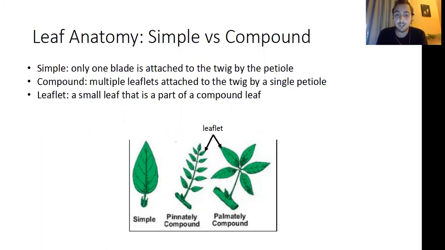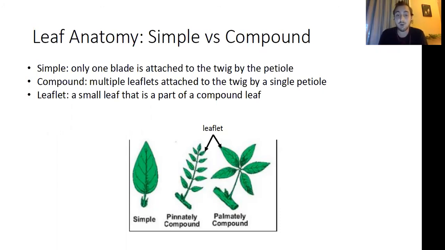If you notice, there will be no buds between a leaflet and a compound leaf stem. The only place a bud will exist for a compound leaf is between the leaf stem and the woody stem in which it is born off of. And these leaflets are just a smaller leaf that is part of a compound leaf.